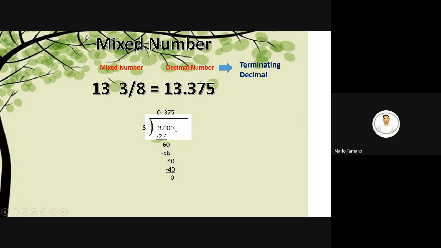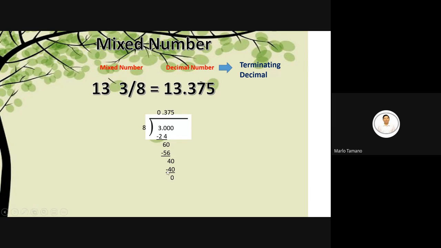Then add 0 again, 40. Your new dividend is 40. 40 divided by 8 is 5. Then multiply, 5 times 8 is 40. Of course, 40 minus 40 is equal to 0. Or 0 minus 0 is 0. 4 minus 4 is 0. As for the 0, just leave it.